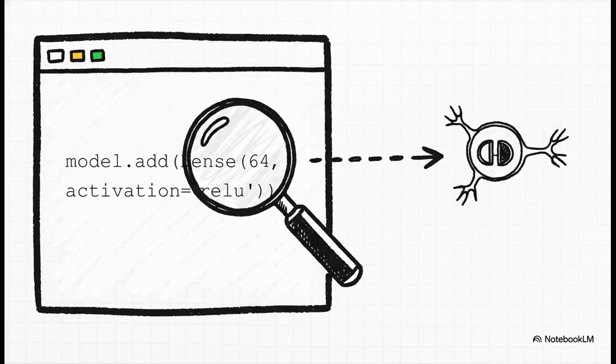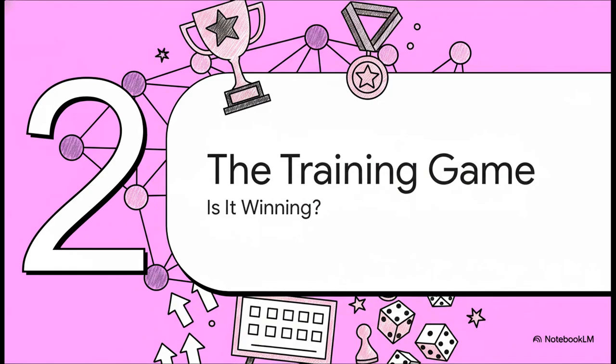And the beautiful part is when you actually go to write the code, this entire concept just boils down to one simple little argument. Right here, we're just telling a layer of neurons what kind of decision maker to use. It's a really elegant way to handle a pretty complex idea. Okay, so now we know how a single neuron kind of thinks. Let's zoom out a bit.